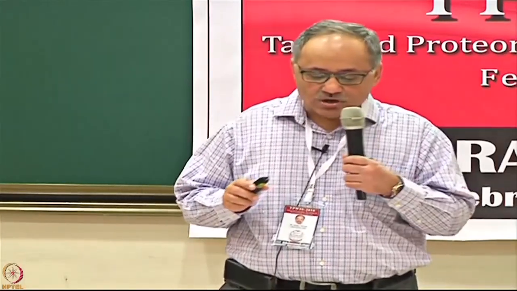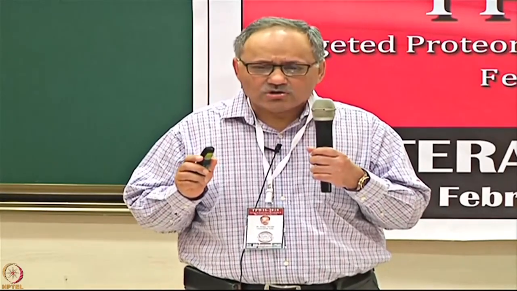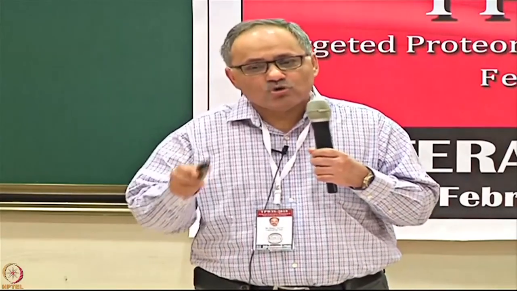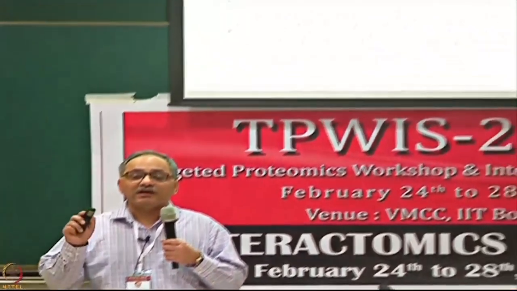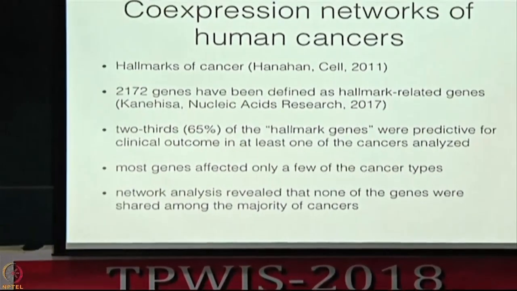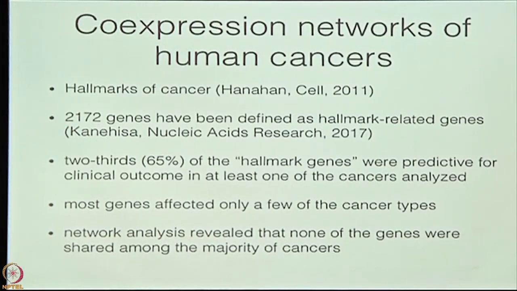Now, there was a publication in 2011. Very famous publication, which was called Hallmarks of Cancer. In that, there were 2000 odd genes which were defined as hallmark genes of cancer. It's the biggest work of its kind up to date. When we studied those hallmark genes in our data, 2/3 of them, 65% of them, were predictive for the clinical outcome in at least one cancer. So that was verified, what was earlier reported, at least by our study. Most genes affected only a few of the cancer types. All cancers were not affected from the hallmark genes. And the network analysis showed that most of those genes were not shared.